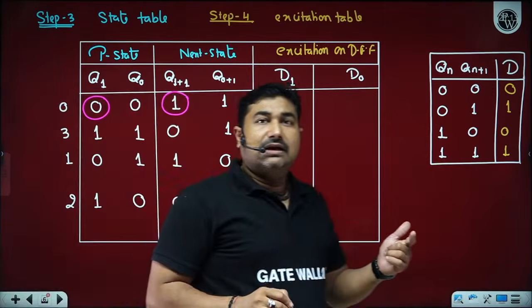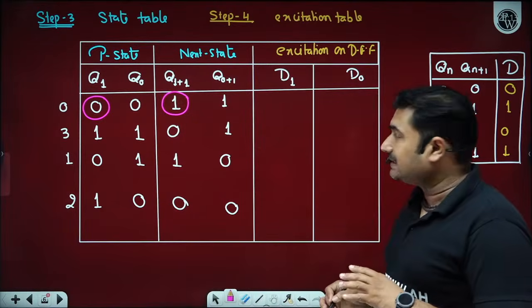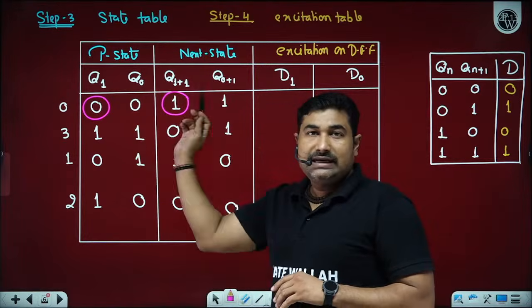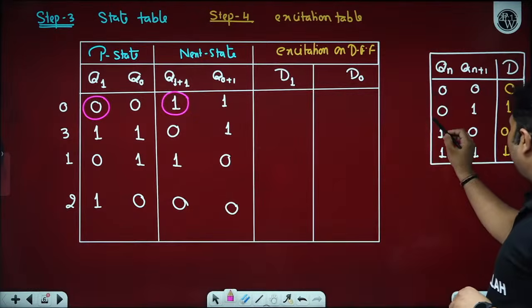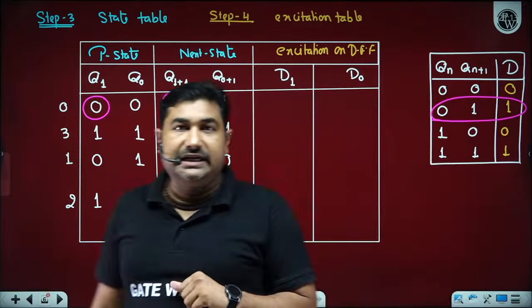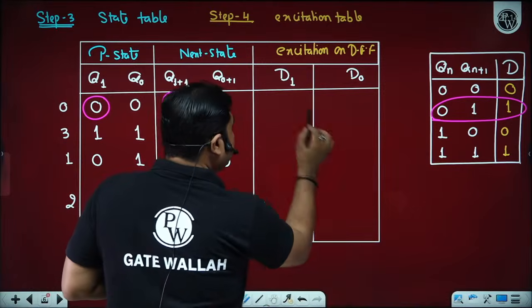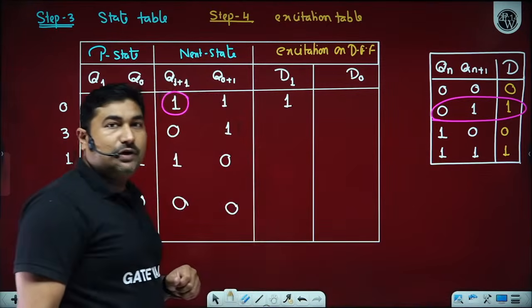It means the flip-flop 1 present state and required next state. For present state 0, next required state 1. What is the excitation needed onto the flip-flop 1? Sir, we need excitation 1. How many of you able to understand?